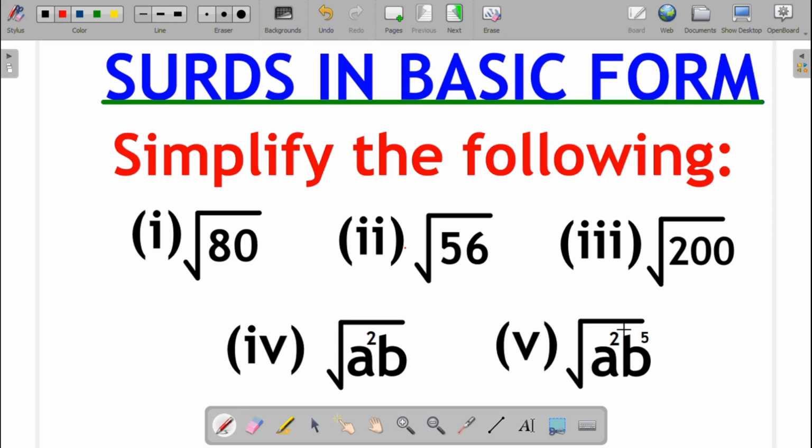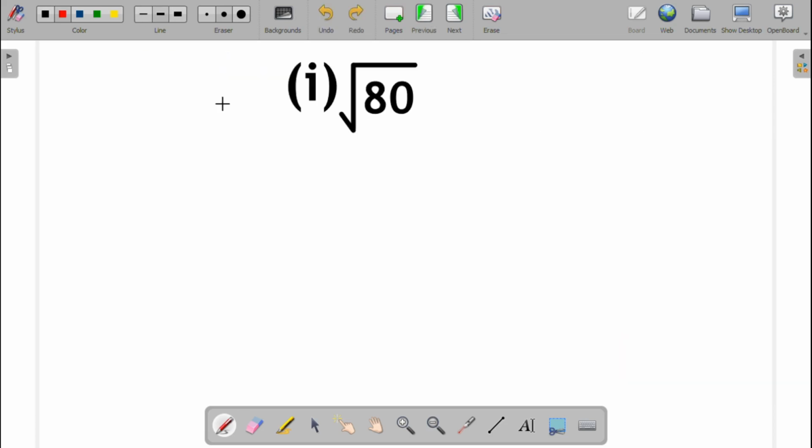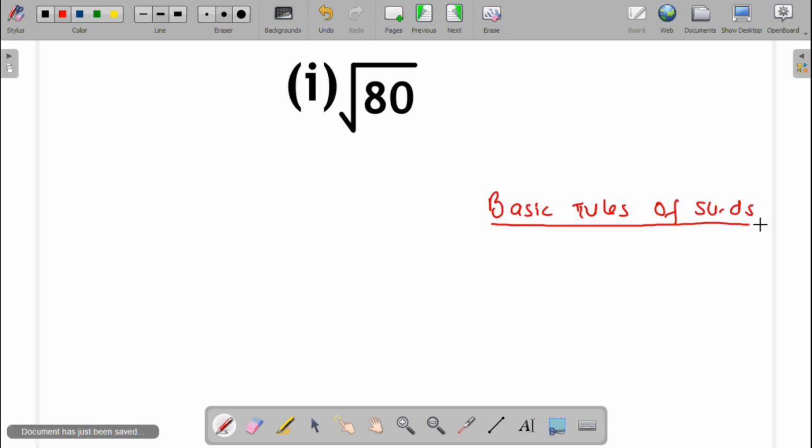Let's start with the first question. In this question, we have to simplify root 80, or reduce 80 to its basic form. Before I simplify root 80, I would love you all to learn the basic rules of surds. These basic rules of surds are the fundamental rules which are commonly used while simplifying expressions involving surds.